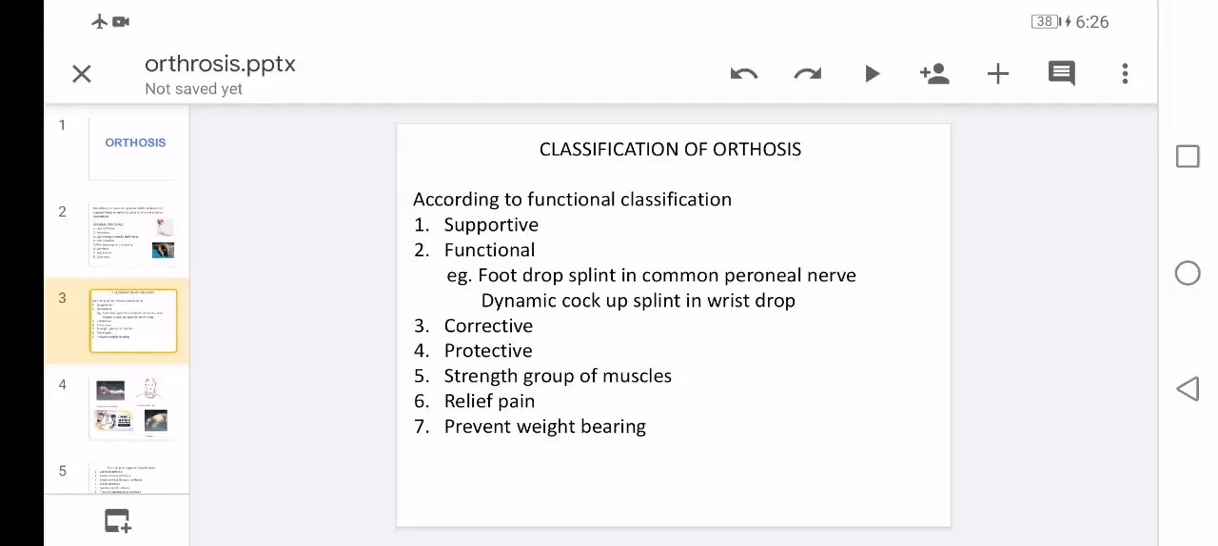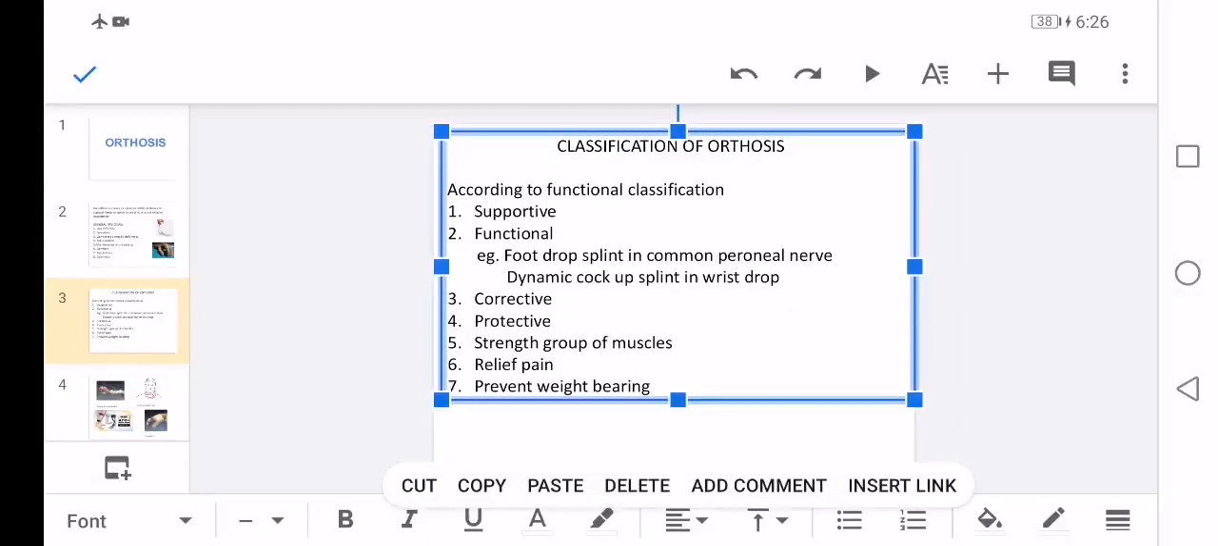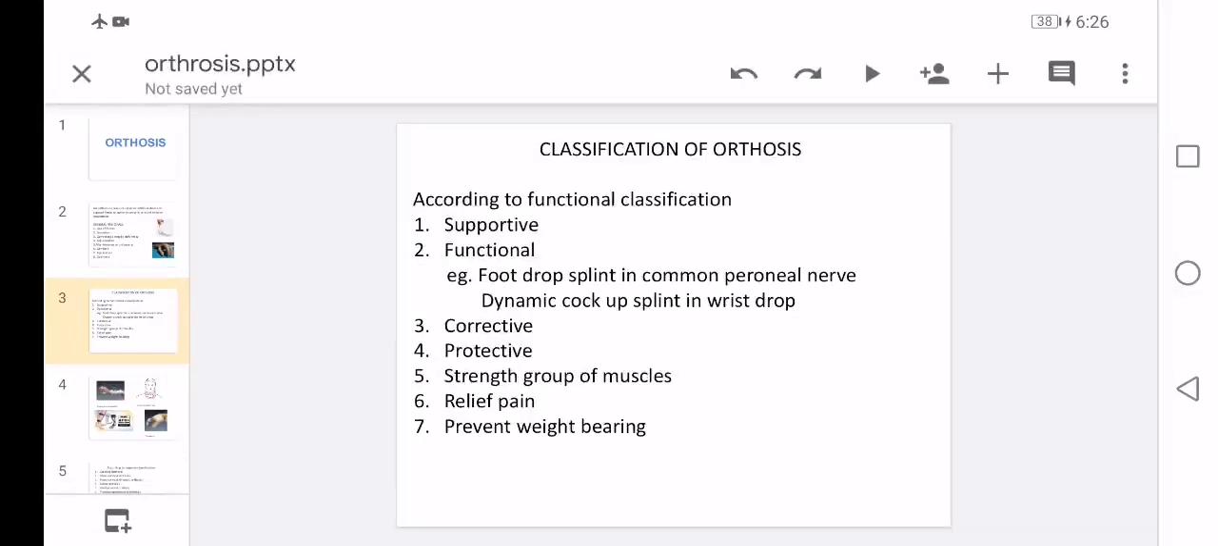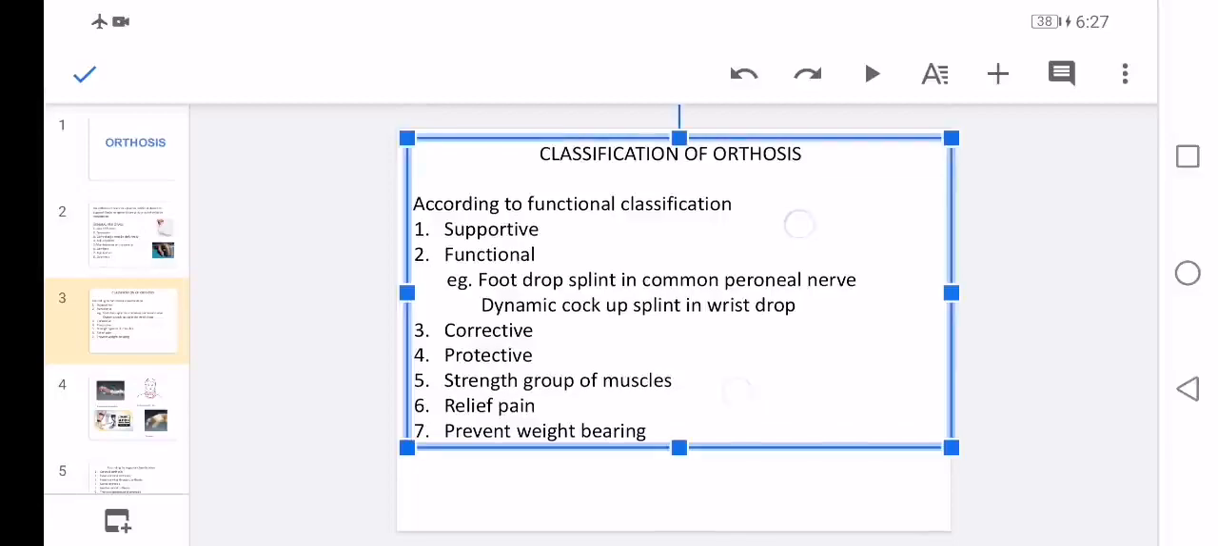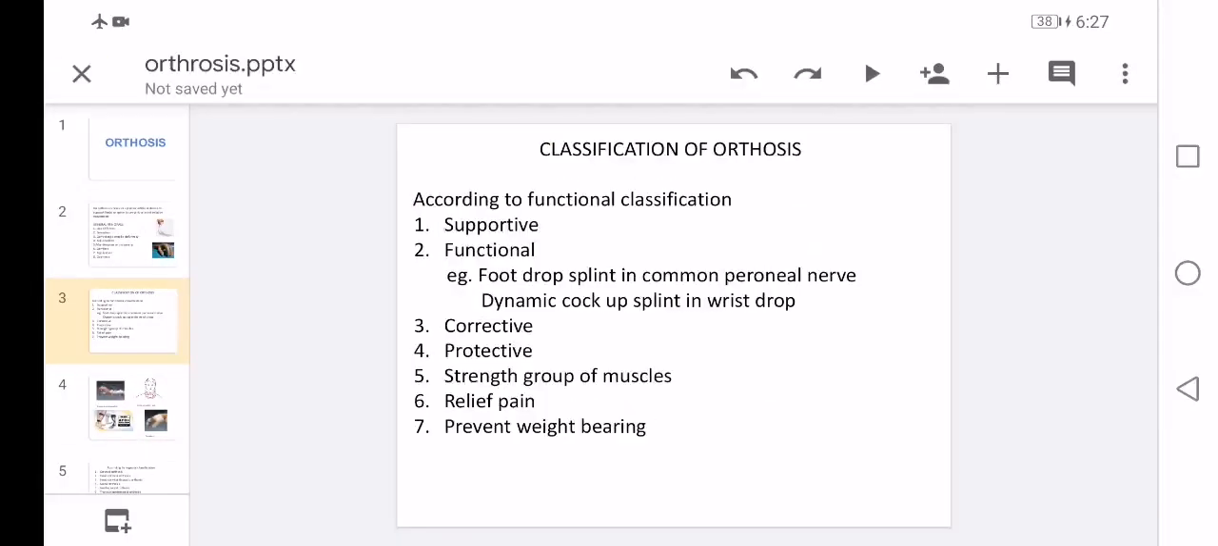According to functional classification, it has some support. It stabilizes the joint and supports the body in its anatomical position. Functionally, it stabilizes the joint. For example, a foot drop splint in common peroneal nerve palsy and a dynamic cock-up splint in wrist drop. We can correct deformities.